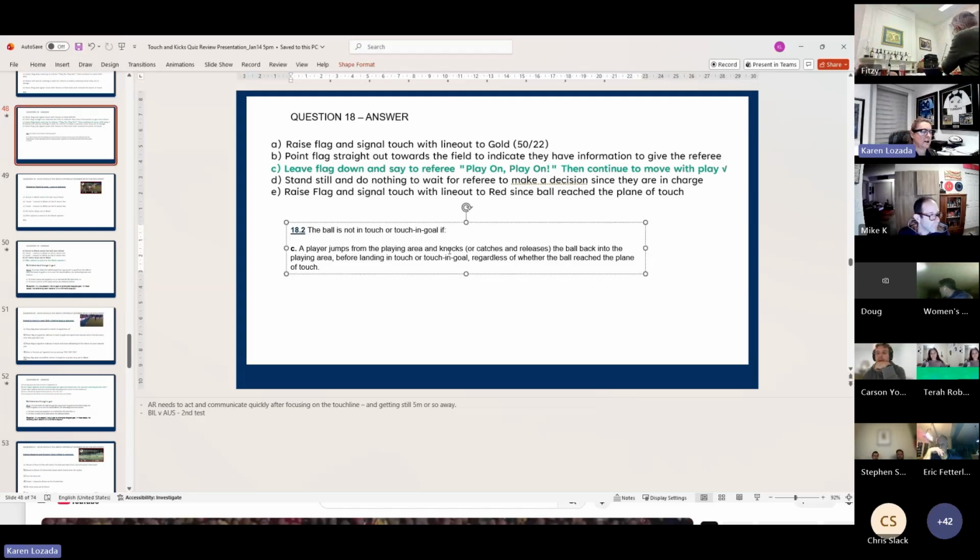If a player jumps from the playing area, knocks, catches and releases the ball back in the playing area before landing in touch or touch-in-goal, regardless of whether the ball has reached the plane of touch. This is the big change they made in rugby. I remember Mo, when we had this little webinar last year, said this is the think-basketball moment. It's a typical basketball play when the ball looks like it's being thrown out of bounds, and the players run and scoop and throw the ball and land in the front row of the crowd, and they play on. That's exactly what this is, and that's a total play-on here.